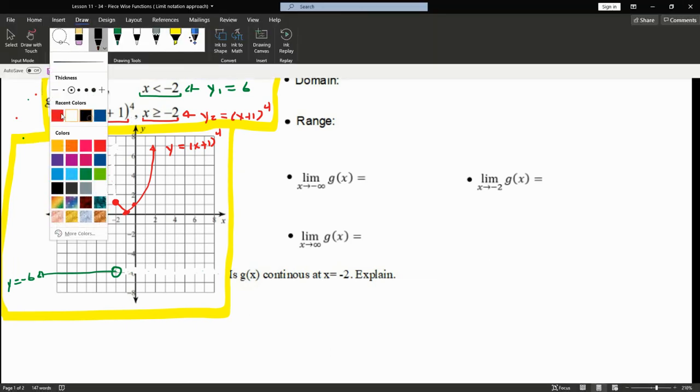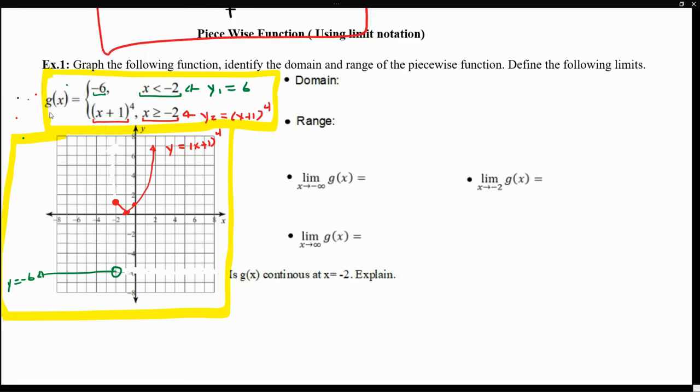So let's analyze it now. So now that we have a better picture of what's going on with this piecewise function, let's try to analyze the domain of this function. Remember that for the domain, we're going to be looking at all the possible x values. So let's see what x values we are allowed to choose.